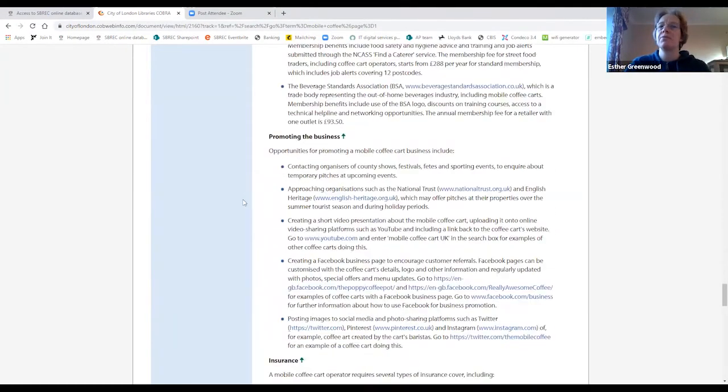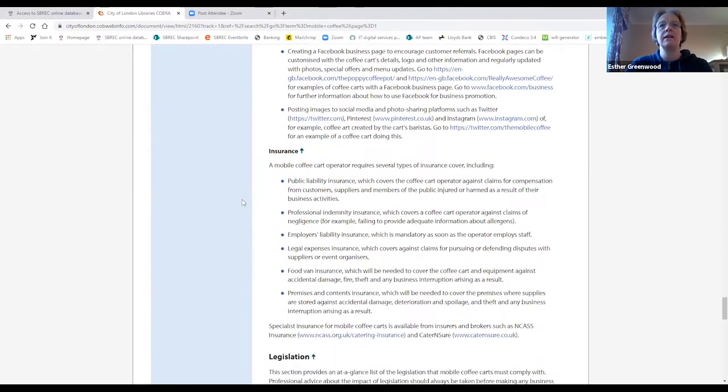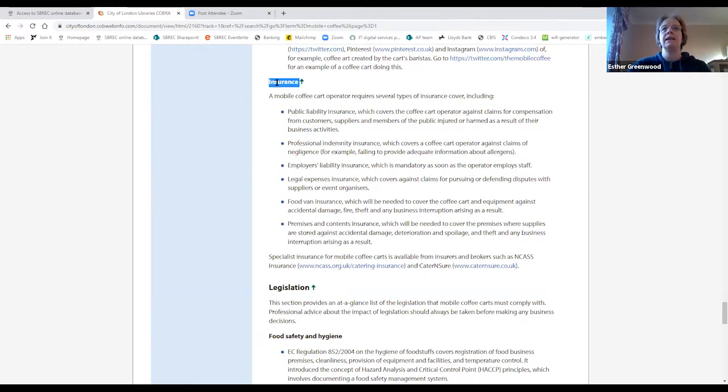Below this, there are some ideas for promoting your business. And then, as Adele mentioned earlier, one of the big things is insurance. In each of these business opportunity profiles, it lists the type of insurance that you might need. And indeed, it says here, specialist insurance for mobile coffee carts is available from insurance brokers such as NCAS Insurance. So it does give you links through to different insurance companies whose products and offers you might like to explore.